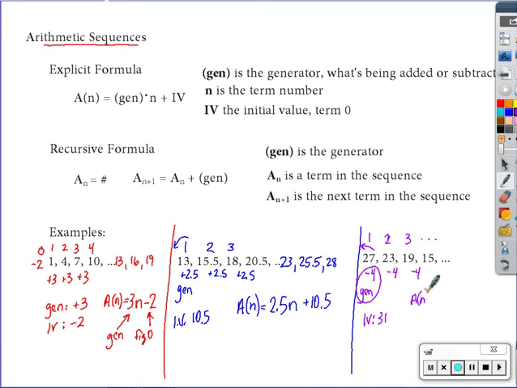Now a lot of you could be looking at this and saying, oh, well, this is a lot like mx plus b, which is something that you probably learned about last year. And you're right, it is almost exactly like mx plus b. M being the growth, negative 4 being the generator, 31 being the initial value or the starting value. Arithmetic sequences.